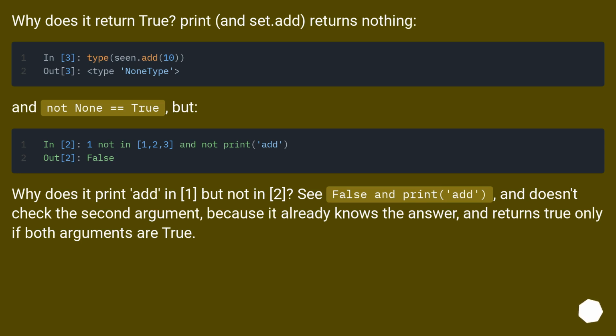why does it print add in 1, but not in 2? See, false and print add doesn't check the second argument, because it already knows the answer, and returns true only if both arguments are true.